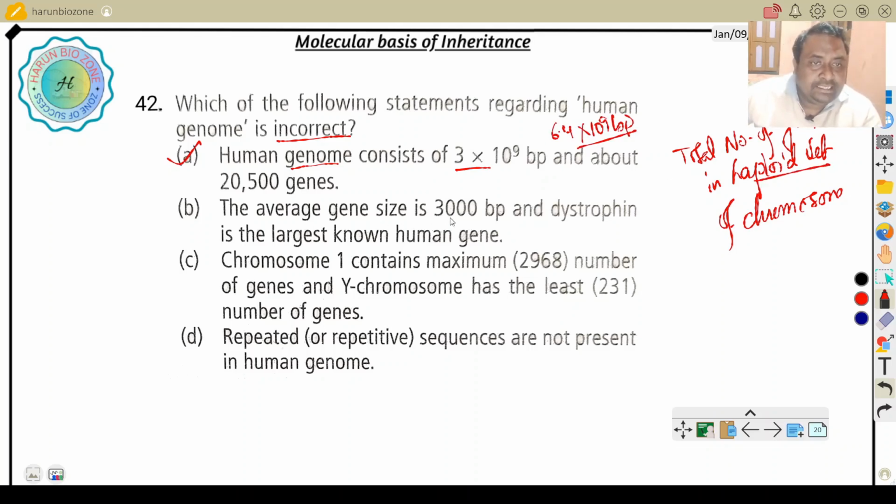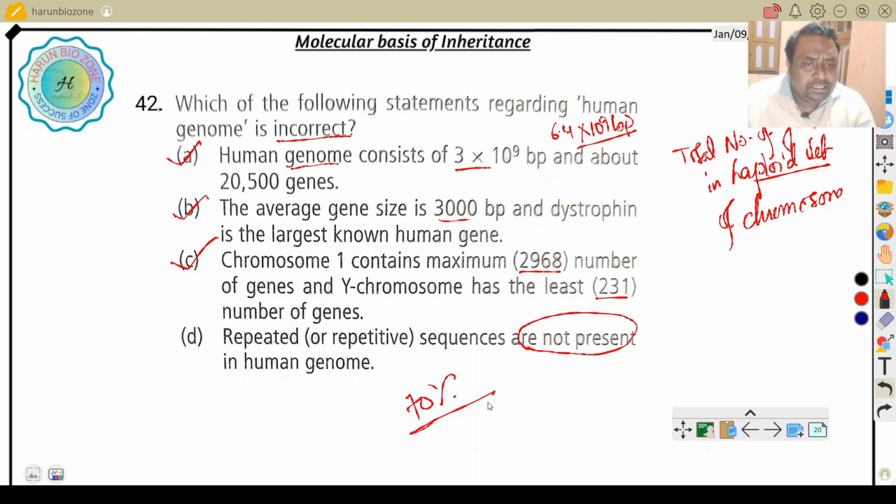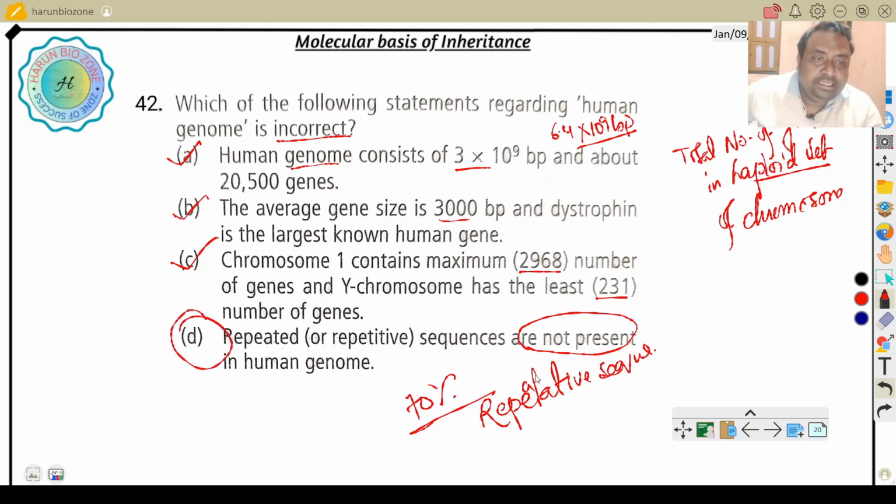The average gene size is 3000 base pairs and dystrophin is the largest known human gene. Yes, this is also the right answer. Chromosome 1 contains the maximum number of genes, 2968, and the Y chromosome has at least 231 genes. This is also right. Repetitive sequences are not... there are many repetitive sequences present in the human genome, nearly 70%. The incorrect option is D.